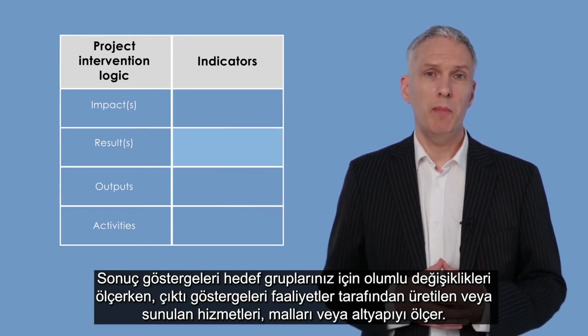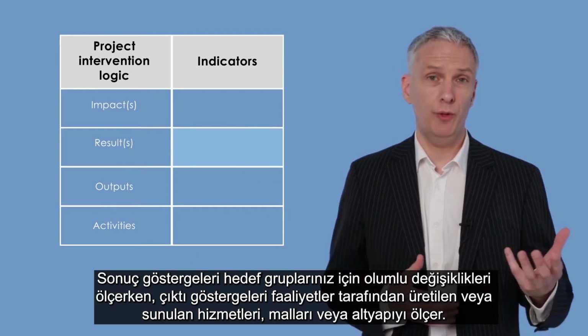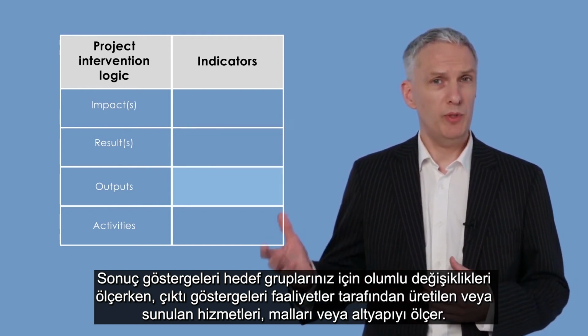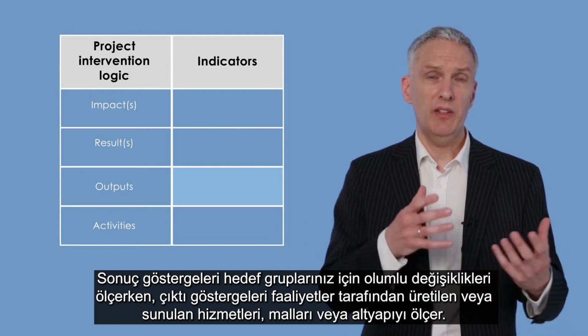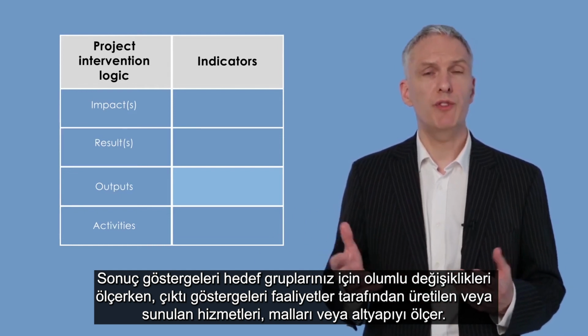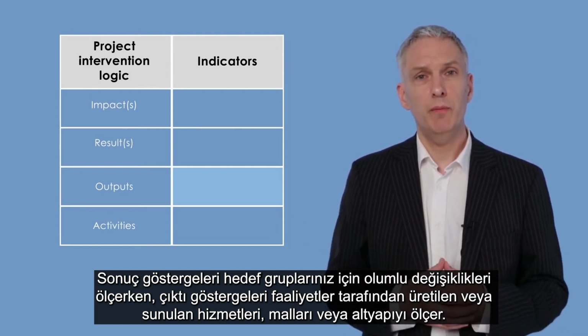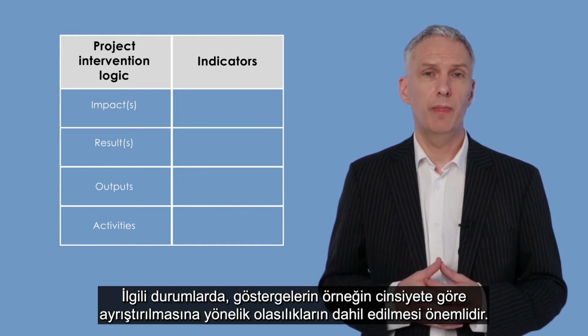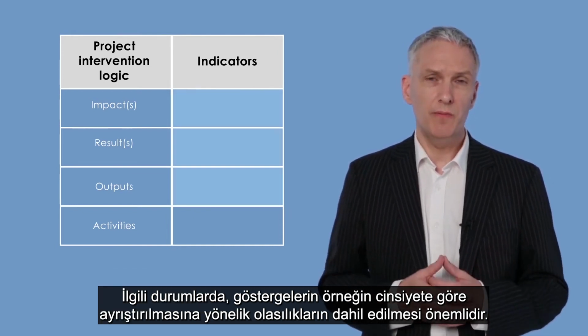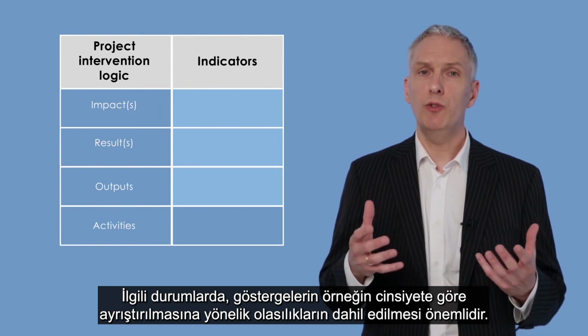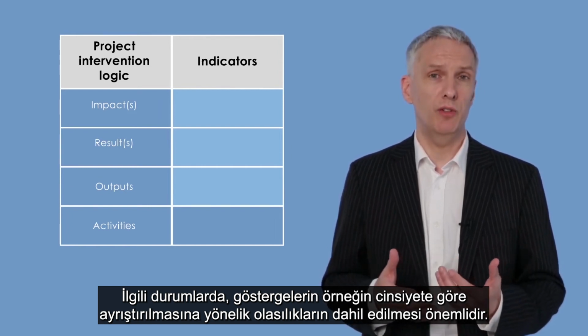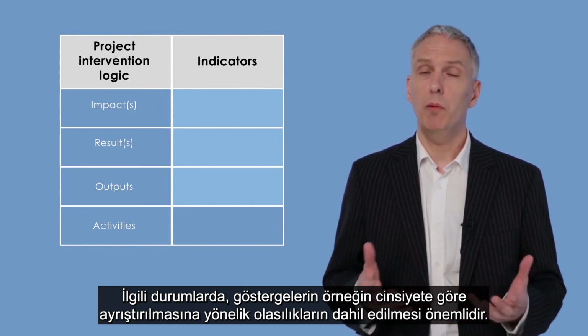Result indicators measure the positive changes for your target groups, while output indicators measure the services, goods, or infrastructure produced or delivered by the activities. In relevant cases, it is important to include possibilities for disaggregation of indicators, for example, by gender.